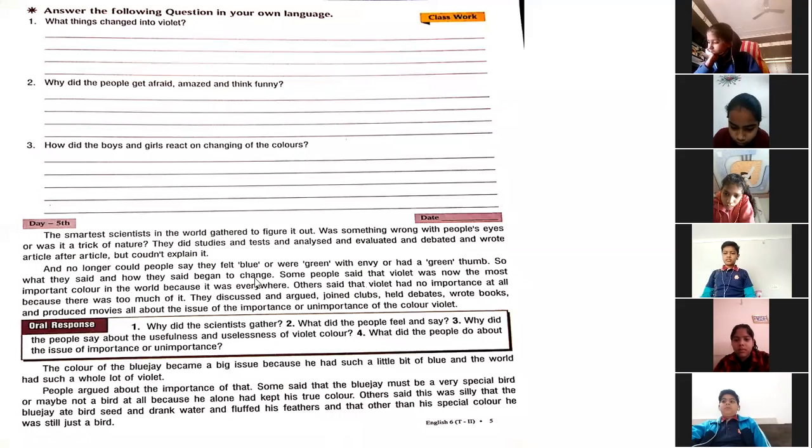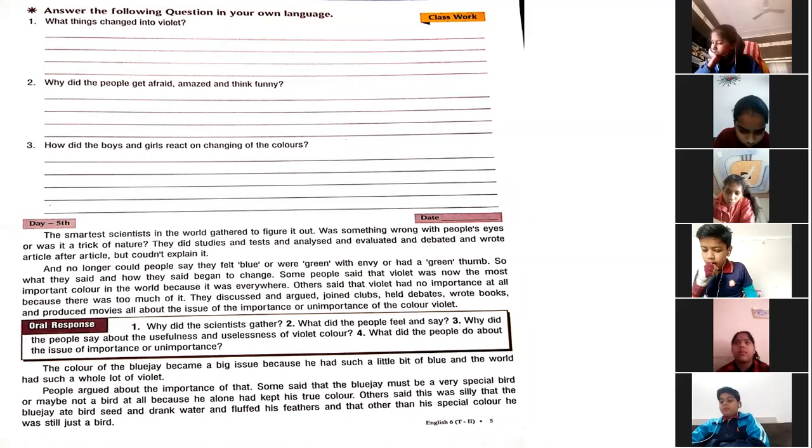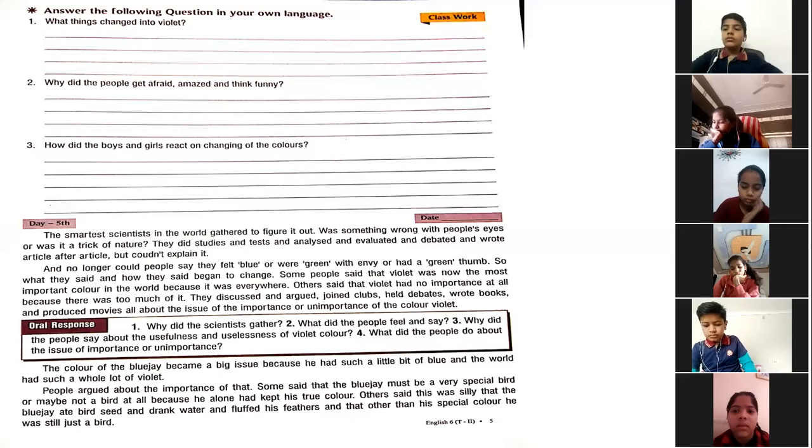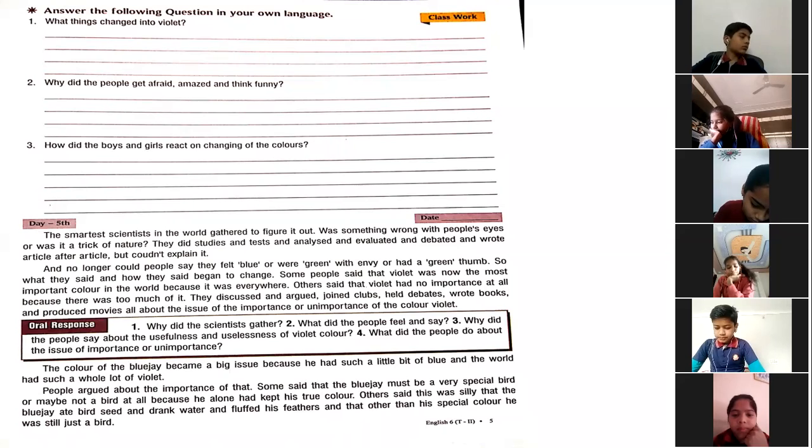Question number 2 then. What did the people feel and say? लोग को कैसा feel हुआ और लोग क्या कहने लगे about the situation? So, what did people feel and say? That people could not use their regular proverbs, जैसे कि feeling blue, green with envy, or having a green thumb, they could not say that. And also, people were afraid of it, people were amazed of it, and people thought that it was funny.